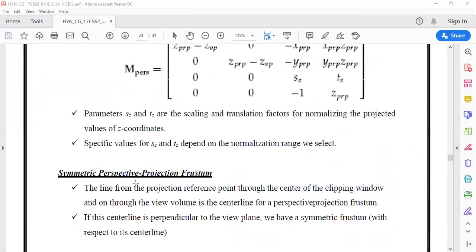So the next topic is the symmetric perspective projection frustum. So far we have seen a frustum, which is a truncated pyramid. It is also called the view volume on the view plane. I can have my frustum as symmetric also. So what do we mean by symmetric perspective projection frustum?